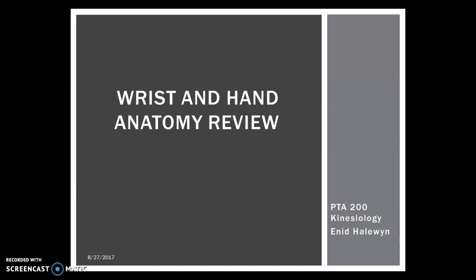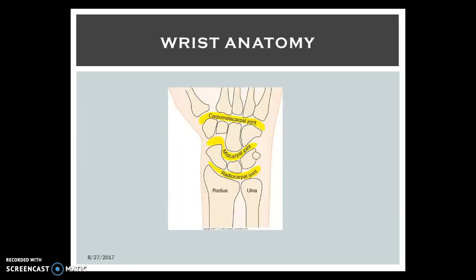Hello, we're on to the wrist and hand and the anatomy review for those. So when we talk about the wrist, we essentially talk about two different joints, which is technically more than that, but we're going to refer to the radiocarpal joint, which is the articulation between the radius and the proximal row of carpals, and the midcarpal joint, which is the articulation between the proximal row of carpals and the distal row of carpals.